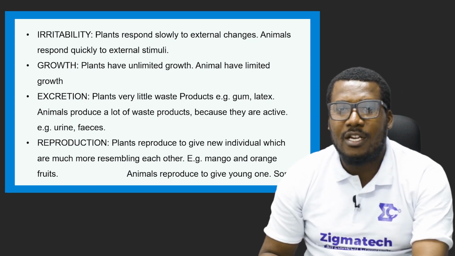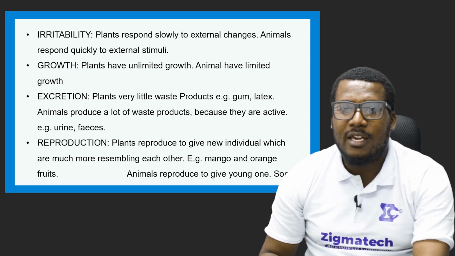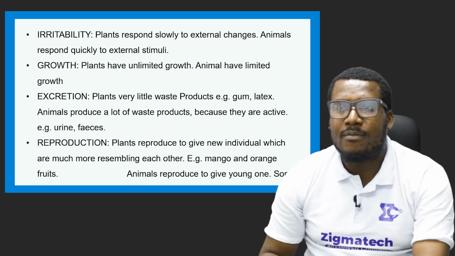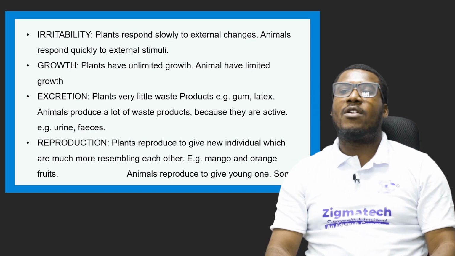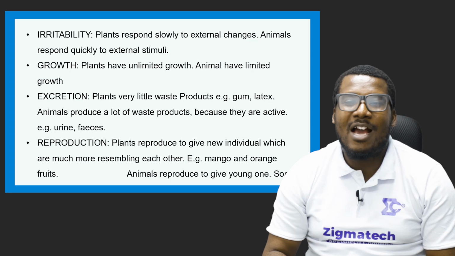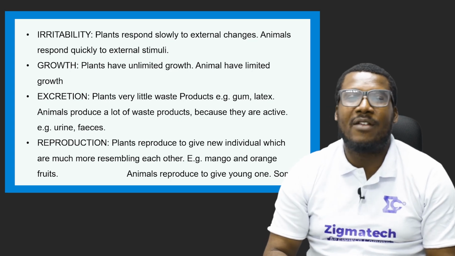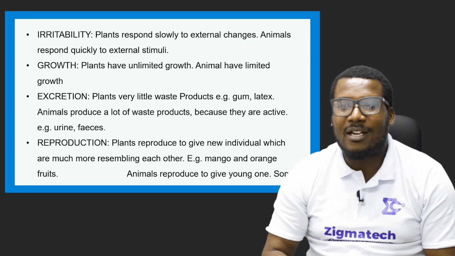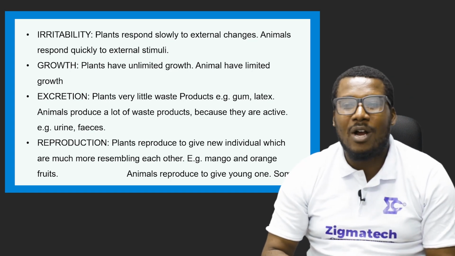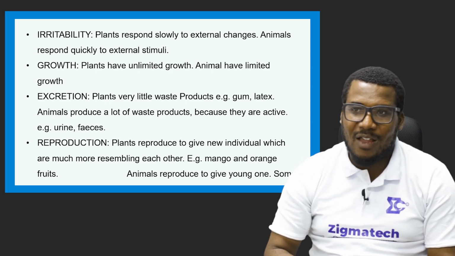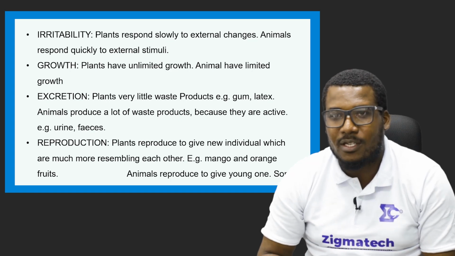After the G in the 9ja, we have E. E is for excretion. Plants have very little waste products. They hardly release any waste products. In fact, their waste product is even beneficial for us, e.g., gum and latex. Latex is used to make leather. Gum is used to make our usual adhesives like our glues and the rest.